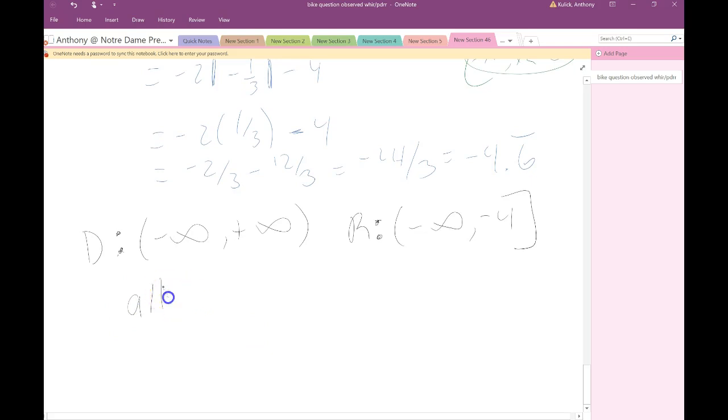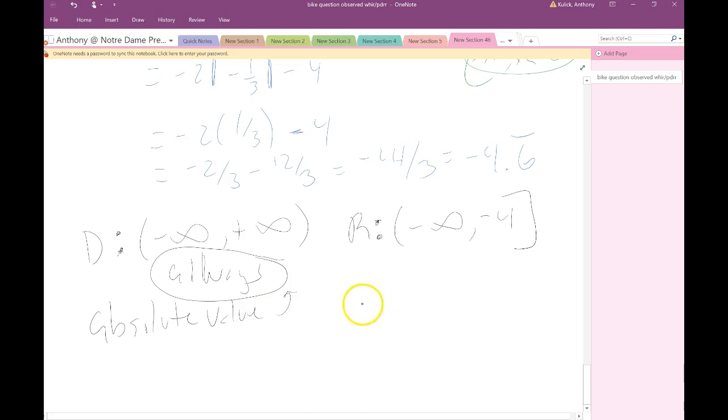Sure. But here's the deal. For absolute value functions, the domain is always all real numbers. So there's really nothing to do if you have an absolute value function.